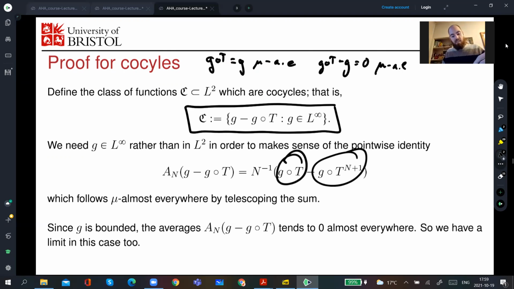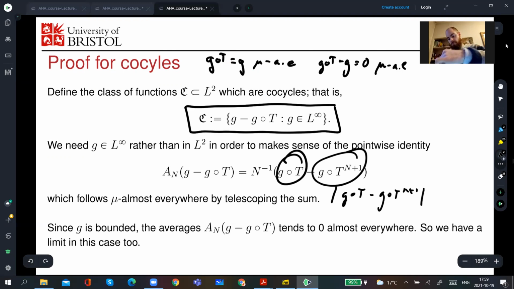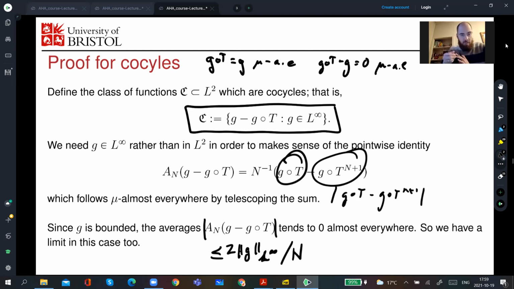Then this average here is bounded by n inverse times something of norm 1 minus something else of norm 1. And that means combined, their difference is at most norm 2. So this in particular is at most twice the L infinity norm of g divided by n. Since I assume that g was bounded almost everywhere, this tends to 0 almost everywhere. Okay, this is also actually what we expect.